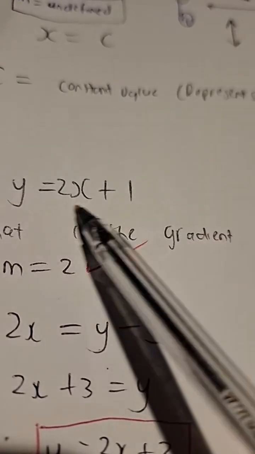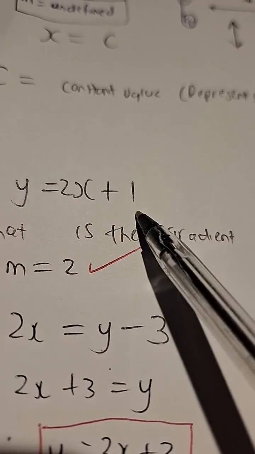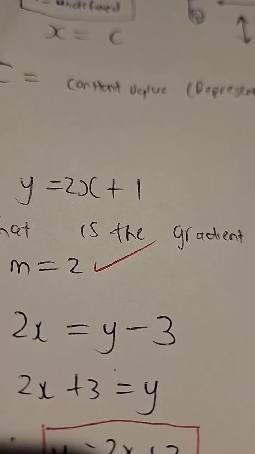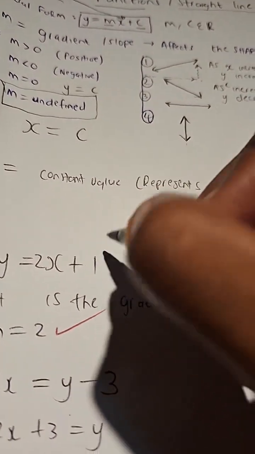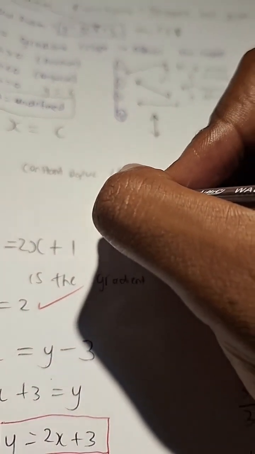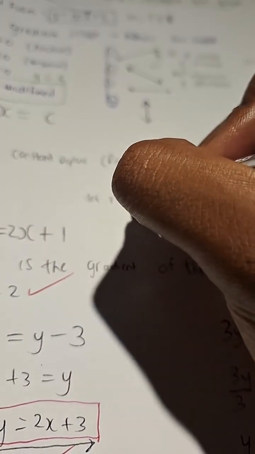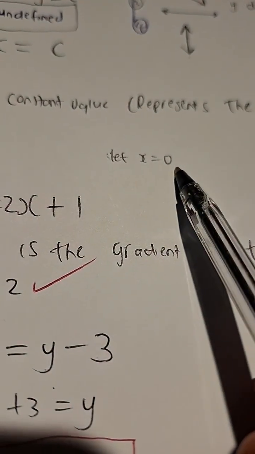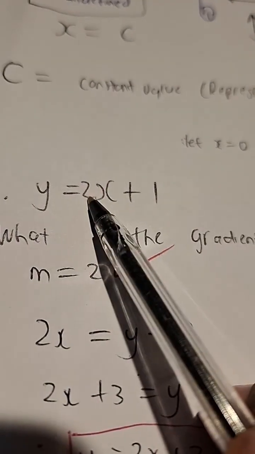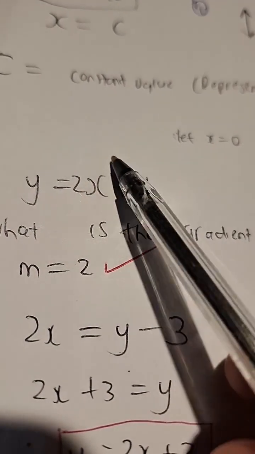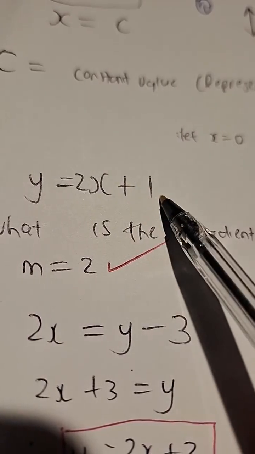I love what I'm seeing there in the comment section. A lot of people are like, you guys are so aware. I hope you still remember that whenever you wanted the y-intercept, you let x be equal to 0. If you let x be equal to 0, you are going to find the value of y, and the value of y that you get is y is equal to 1.